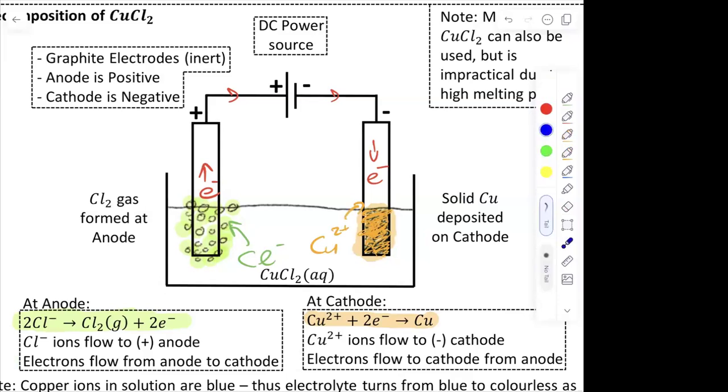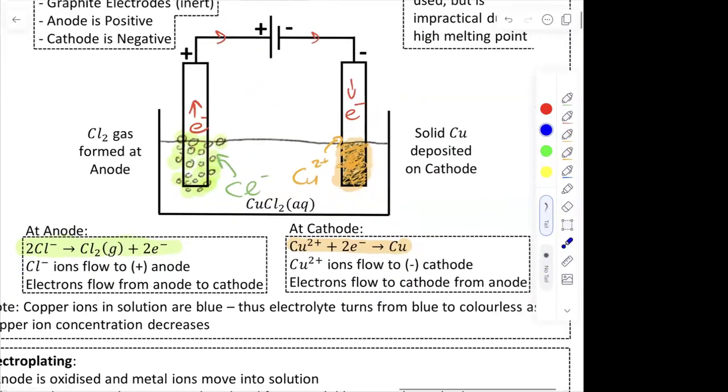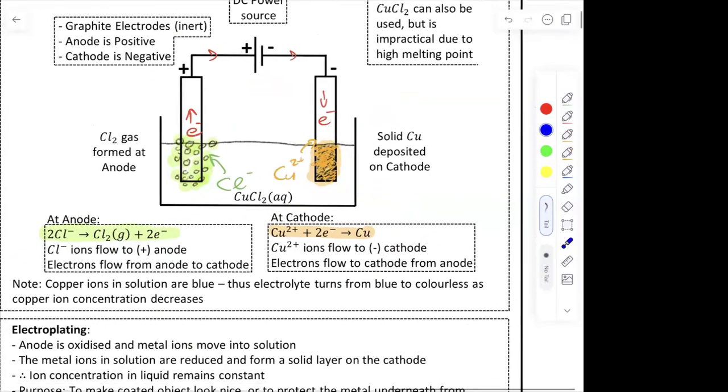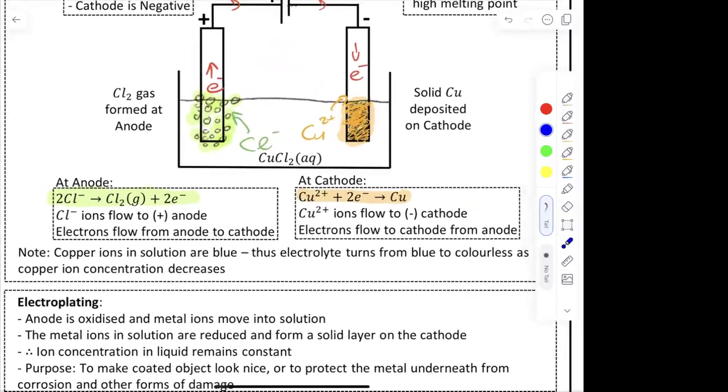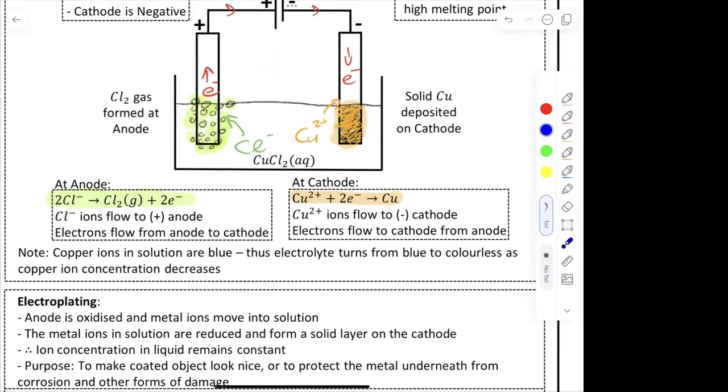And that's what we can see right here, right? It's that half reaction that we can see. And then the electrons will flow from cathode to anode, as mentioned already. In this case there, right? So note that copper ions in solution are blue, thus the electrolyte turns from blue to colorless, right?